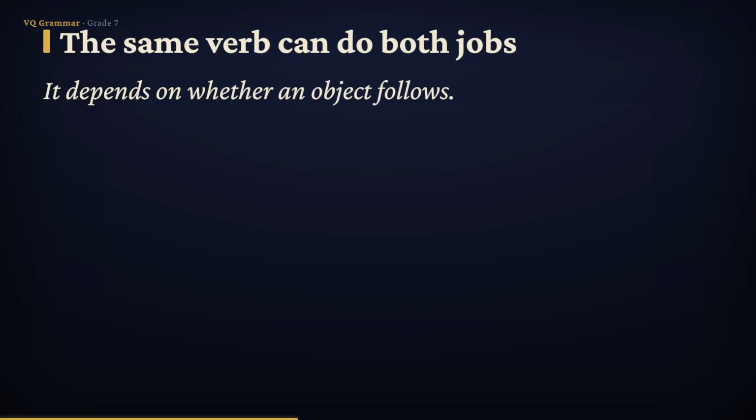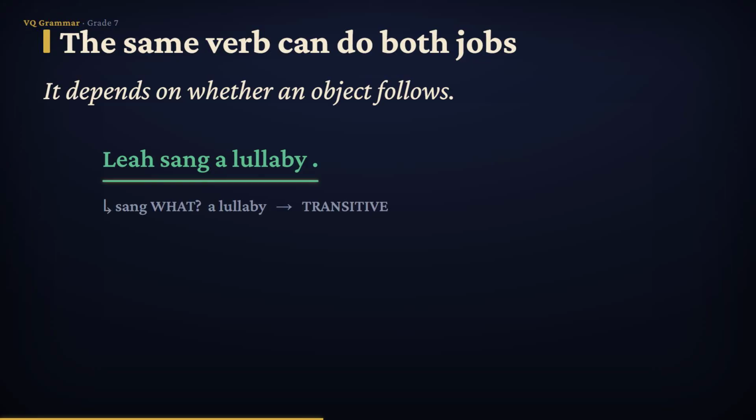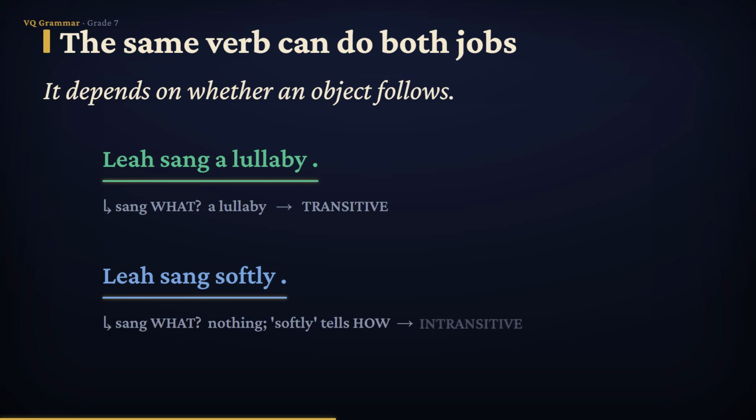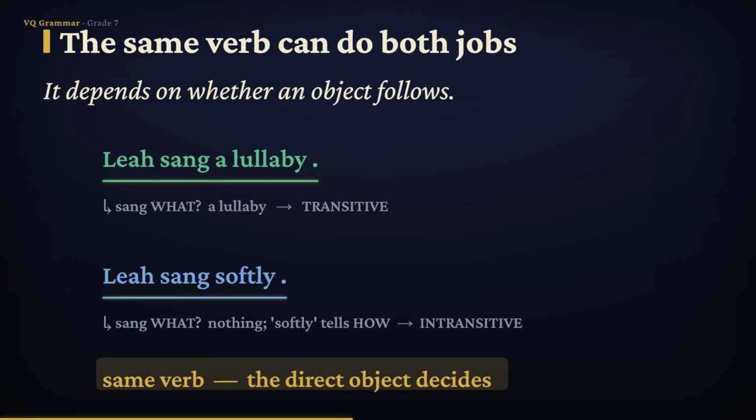Here's the part that surprises people. The very same verb can be transitive in one sentence and intransitive in another. Watch. Leah sang a lullaby. Sang what? A lullaby. There's a direct object, so sang is transitive here. Now, Leah sang softly. Sang what? Nothing. Softly just tells how she sang. No direct object, so this time sang is intransitive. Same verb, two different jobs. The object is what decides, so you always have to check the sentence in front of you.